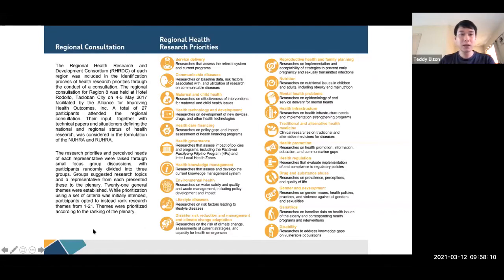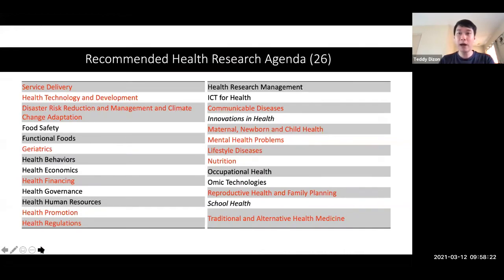So with regard to the recommended health priorities for 2021, this is what came out. From 21, we now have 26 research priorities. The ones in red are adopted from the Regional Unified Health Research Agenda. The ones in black were adopted from your National Unified Health Research Agenda. The ones in italics are the two that are not new codes in our research agenda.